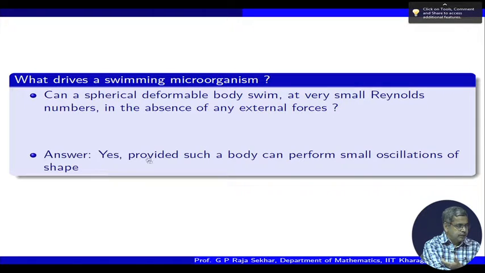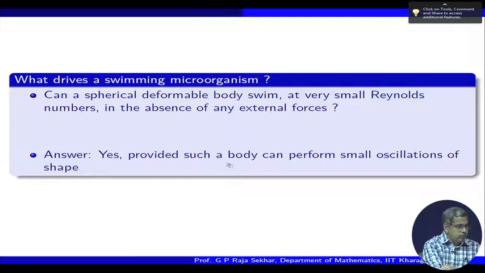So, the answer is yes, provided such a body can perform small oscillations. How can this small oscillation come? When it comes to real bacteria or microorganisms, there is life in them, so by virtue of that life there is some activity. Otherwise you have to create artificial spermatozoa and artificial microorganisms, which is also quite visible these days in various applications. In that sense, understanding the mechanism of swimming microorganisms is very much essential.